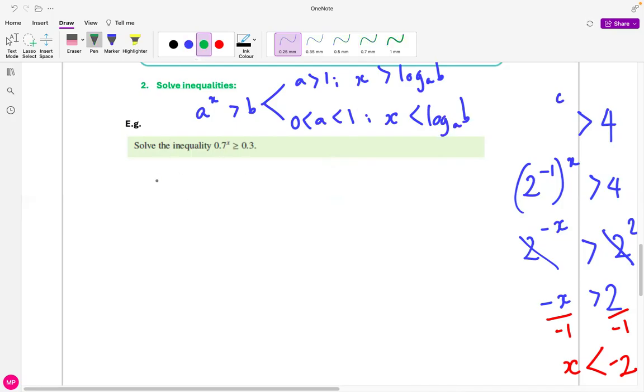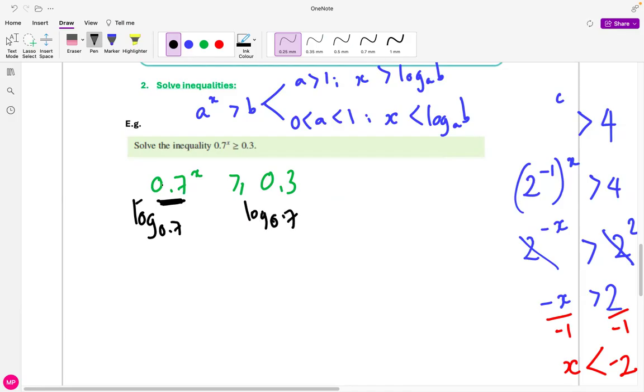Here I do have an example. So 0.7 to the power of x bigger or equal to 0.3. I can see the base is less than 1, it's 0.7. So what I do is I take log base 0.7 on both sides. Okay. And because I take the log of a base less than 1, I need to switch the sign. So bigger becomes smaller. I would have x less than or equal to log base 0.7 of 0.3. There you go.